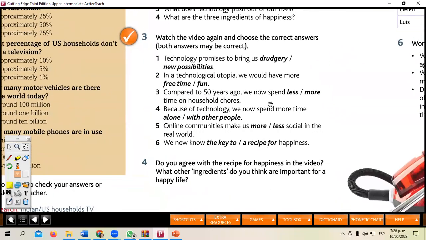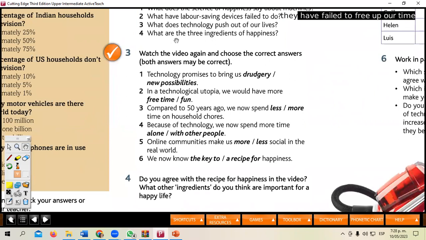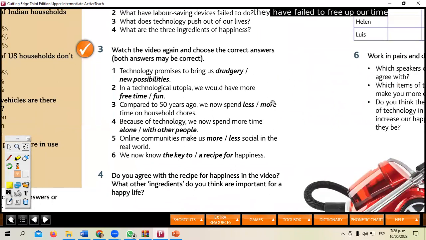Okay, now guys, let's see if we can answer point number 6 without watching the video again. We watched it 3 times, so I want you to take a minute to read the sentences and try to remember what was the correct answer in each case. We have drudgery, new possibilities, free time, fun, less or more, alone with other people, more or less, the key to, or a recipe for. So I'll give you just some minutes to try to remember what we heard in the video, okay?